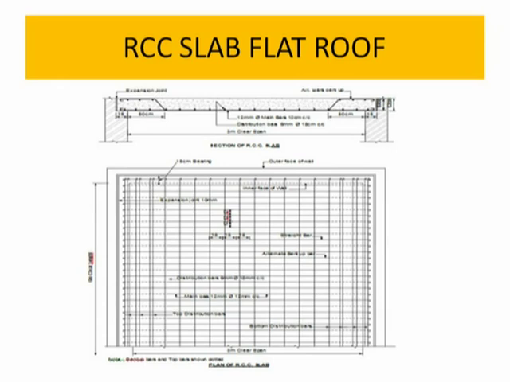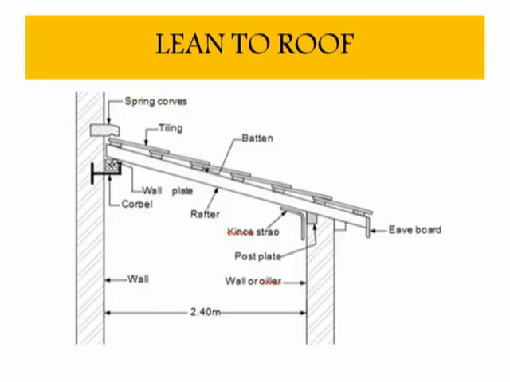This is a sketch of the RCC slab or a flat roof. An RCC slab of a thickness of 12 to 15 cm is constructed, which rests on the walls. Reinforcement cement bar is provided for the construction of the RCC slab roof. This is the normal and common roof constructed nowadays.